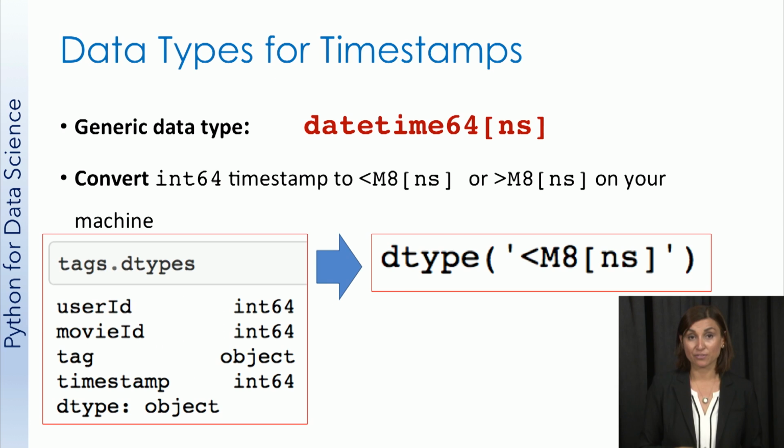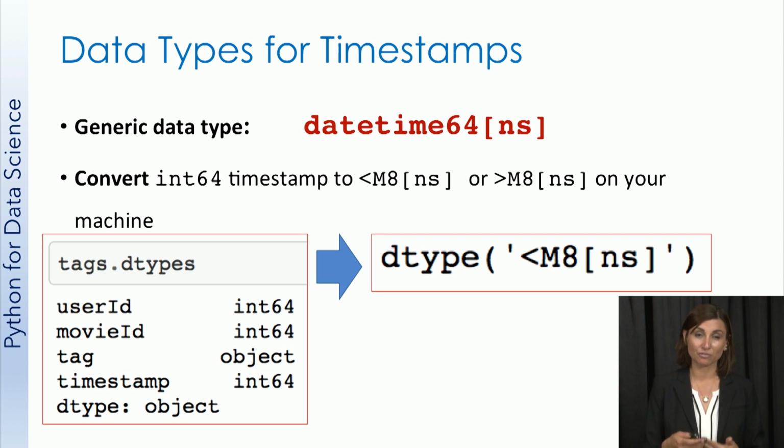Datetime64[ns] is a general data type for date time. This general data type maps to specific data types called M8, or before M8, or after M8, depending on your machine. Our big task is to convert int64, which was that original instant since 1970 UTC time, into either one of the above date time formats, so Python renders it in a human-readable format.